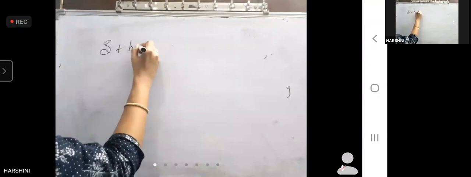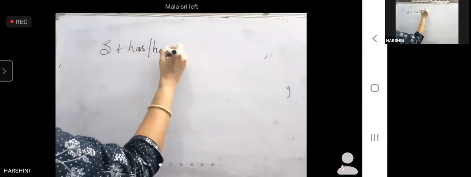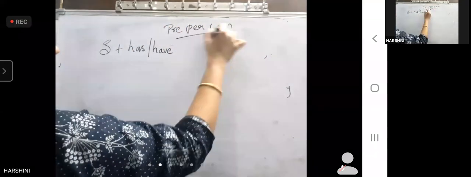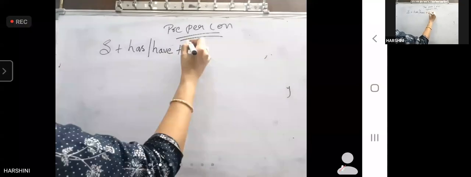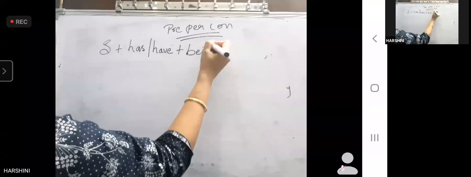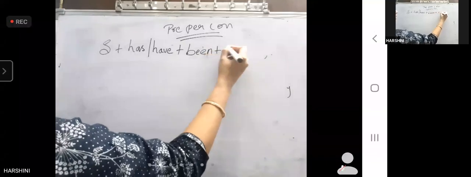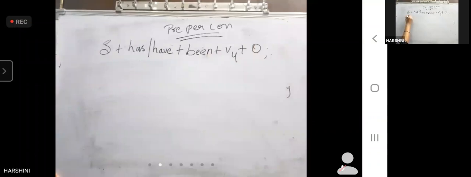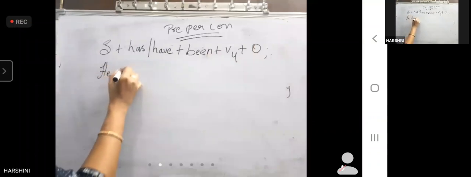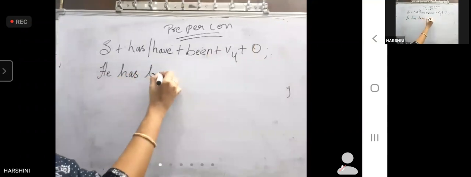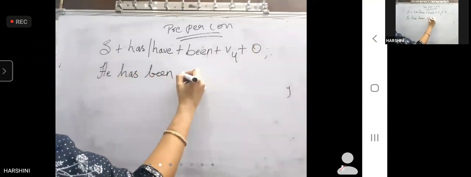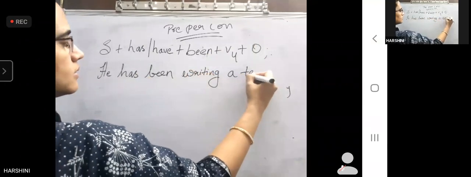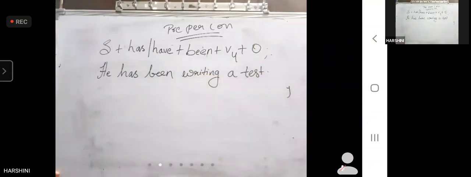Subject, has or have, present perfect continuous, plus being, plus V4, plus object. Okay, example: He has been writing a test. He has been writing a test.